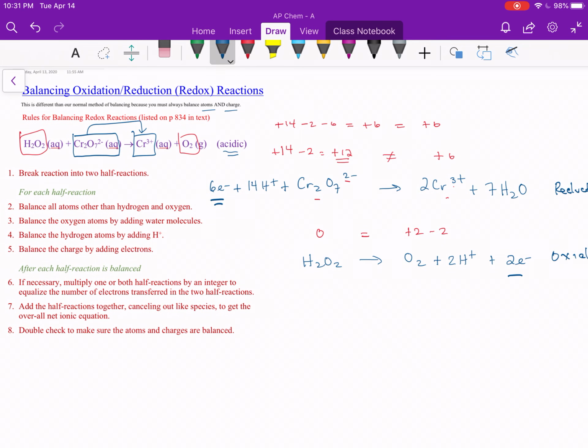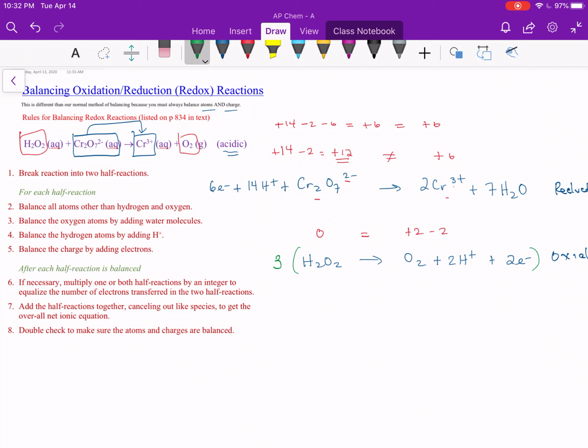And so now, because we want to get the overall reaction, let's get the overall reaction here. Okay, and so now to do that, what we have to do is, if necessary, multiply one or both half reactions by an integer to equalize the number of electrons transferred in the 2 half reactions. So we want the number of electrons to always be equal. And so if we look at that, that means that we're going to have to take this reaction right here. There's 6 here, there's only 2 there. So we're going to have to multiply this one by 3, right? And so now we're going to multiply that by 3.